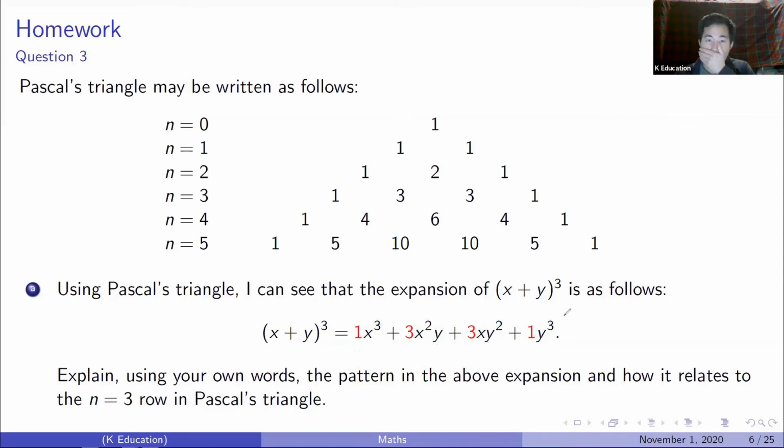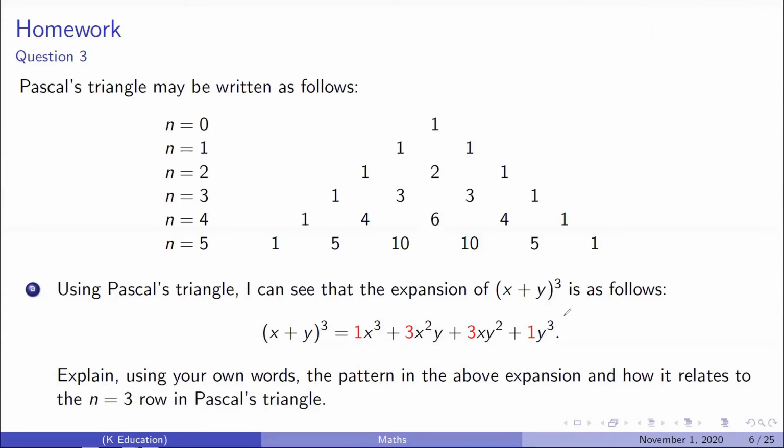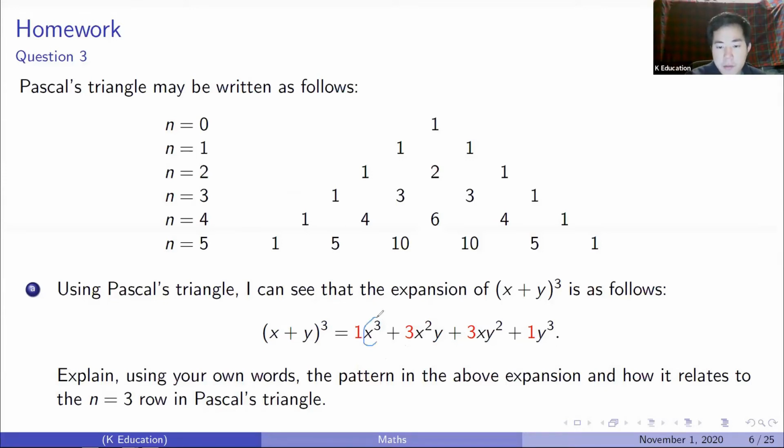What's the pattern there? What's happening as you go from left to right? It goes 1, 3, 3, 1. Yeah, those are the coefficients. I'm talking about the terms with the x cubed, x squared y, x y squared, y cubed. What's the pattern as you go from left to right?